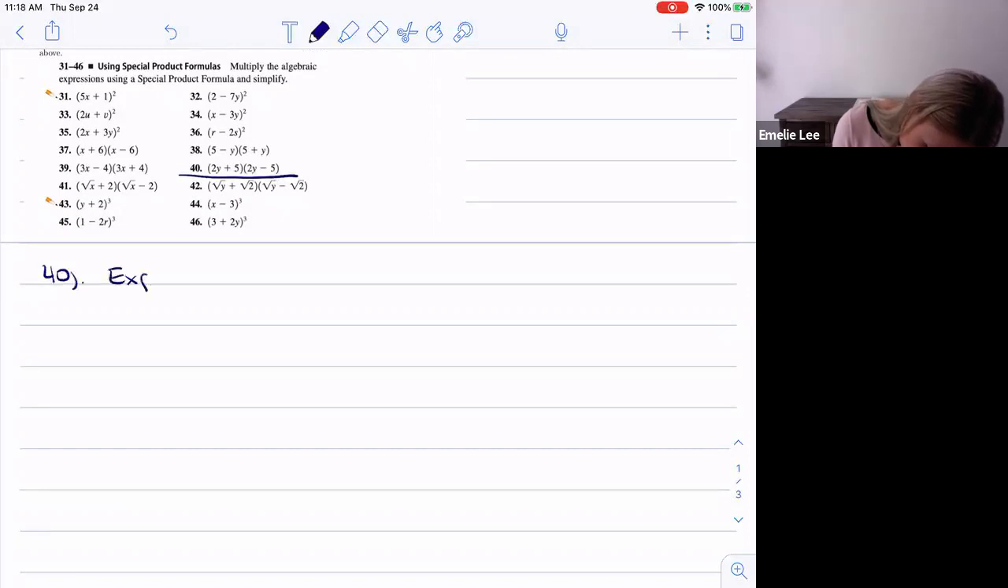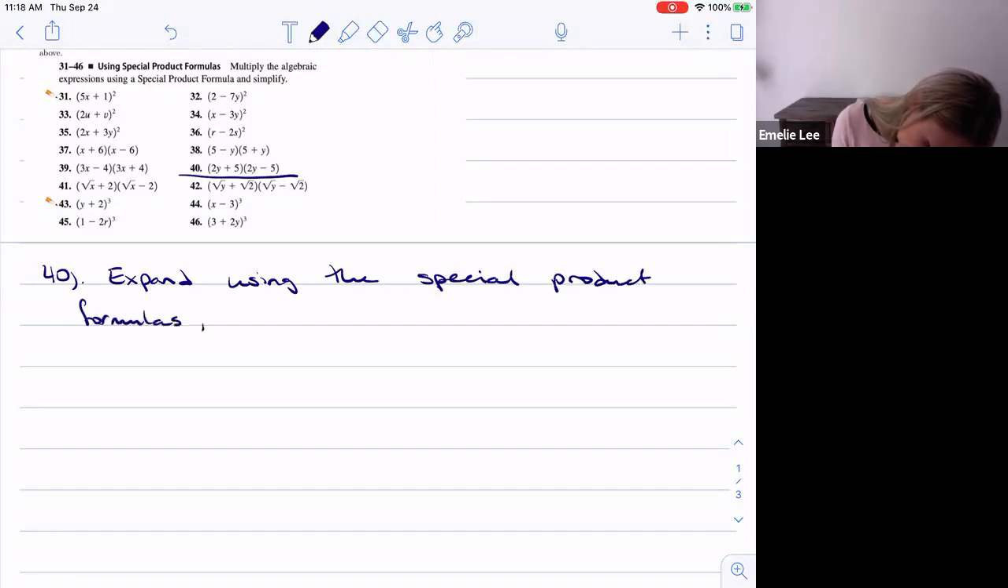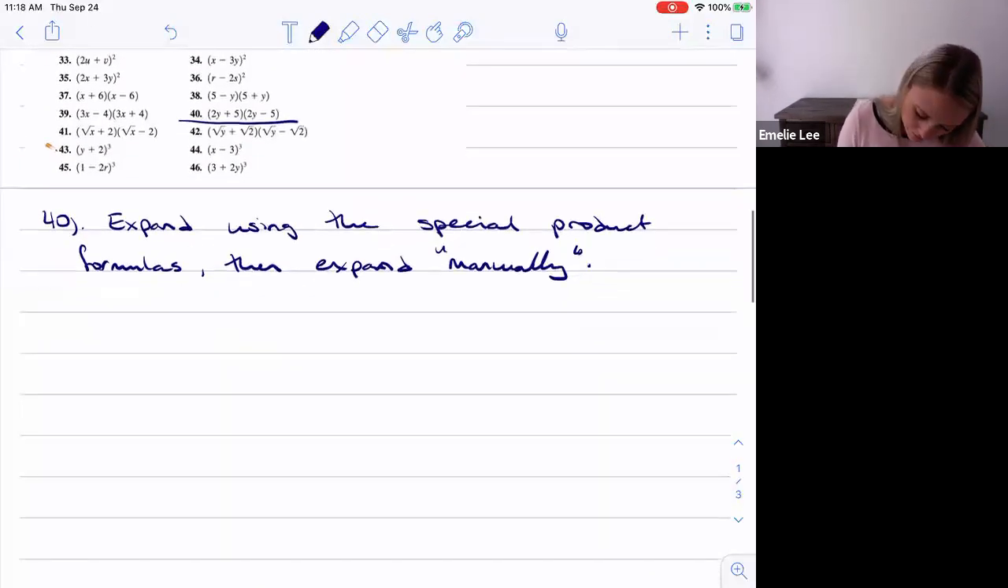40. Expand using the special product formula. So I'm kind of changing the question a little bit. Special product formulas. Then expand manually. So we have 2y plus 5 times 2y minus 5.